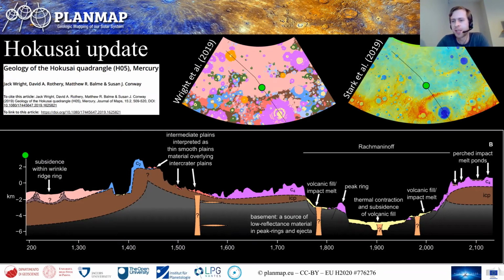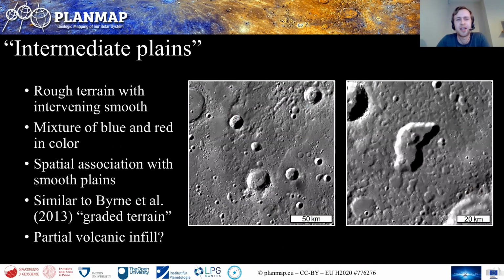And if I move on, my final slide, oh no, my second last. So this is the intermediate planes. Evidence for being volcanic is it has vents and things in it. And if I move on to my last slide, I promise.